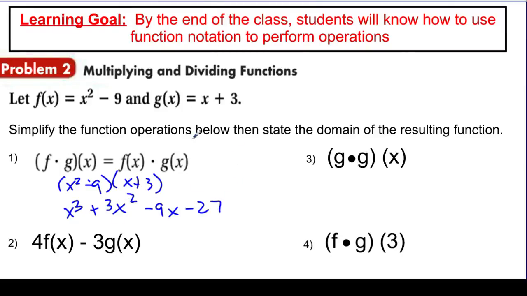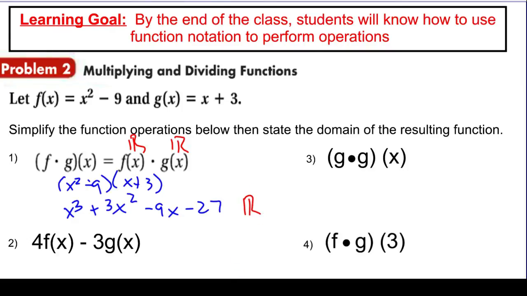When I'm talking about the domain of this resulting function, I need to look at each of my beginning functions and say, is there anything that I'm not allowed to square? And in this case, I can square anything I want, and I'm going to get an answer back. So I'm going to say the domain of f of x is all real numbers, and then the same thing is going to apply to g of x. I can add 3 to everything, so I'm going to say the domain of g of x is also all real numbers, which means my new function, this one, is also going to be all real numbers.